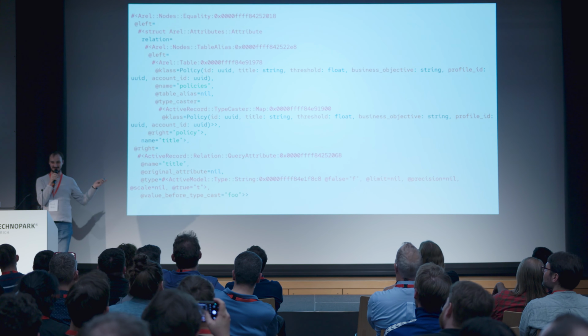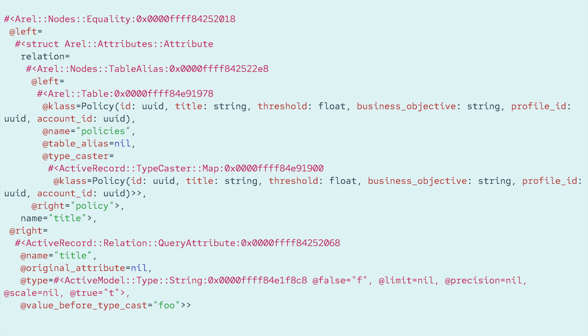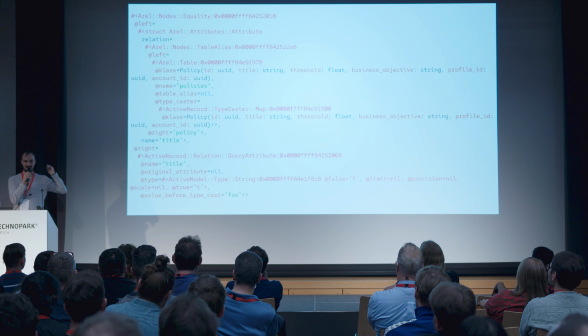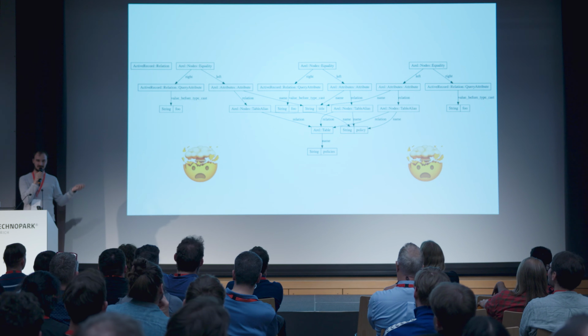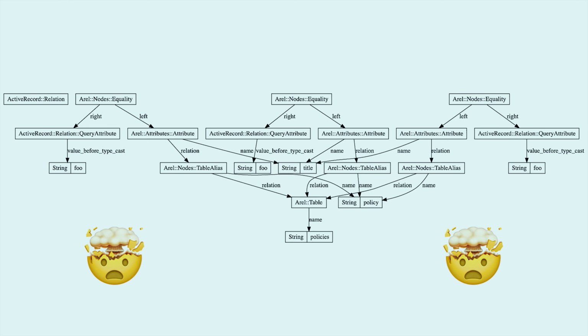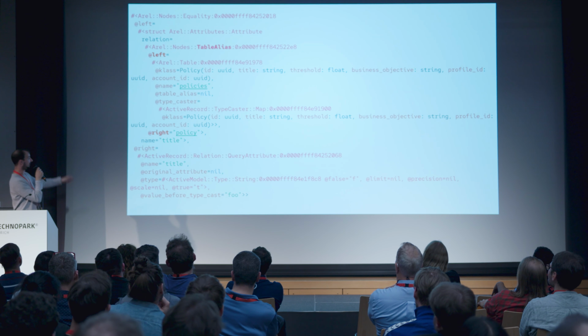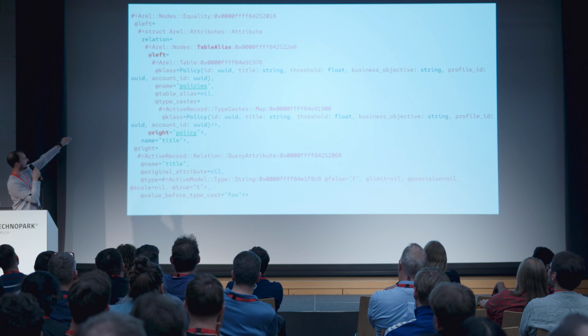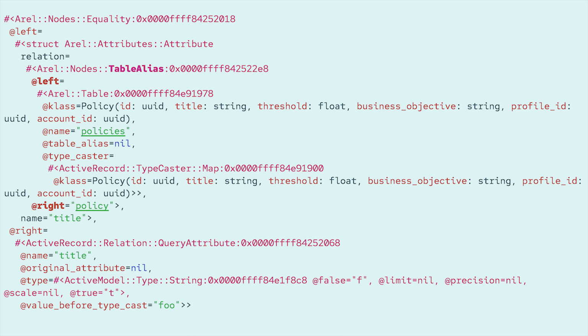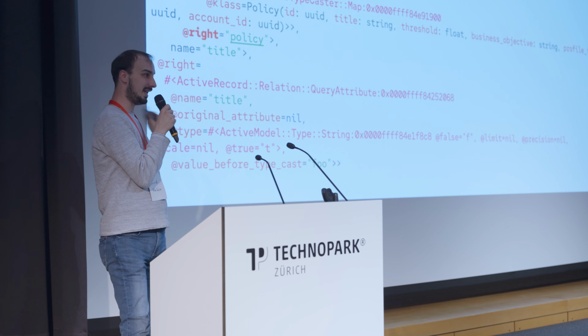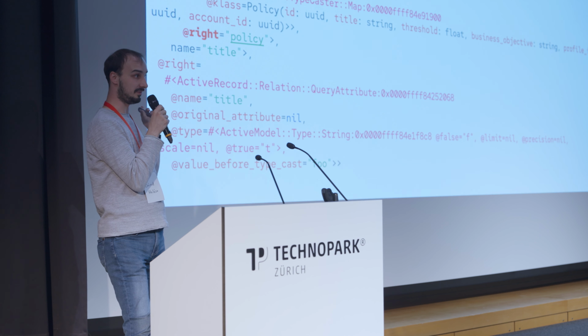Okay, so it creates something like this, which is Arel, which you can use to build very complicated queries. Another way of visualizing it is like that, which is not really important. What we are interested in is that there is a table alias. The left side has policies, the right side has policy. So if we are able to traverse that tree, we can steal from it all the aliases we need.